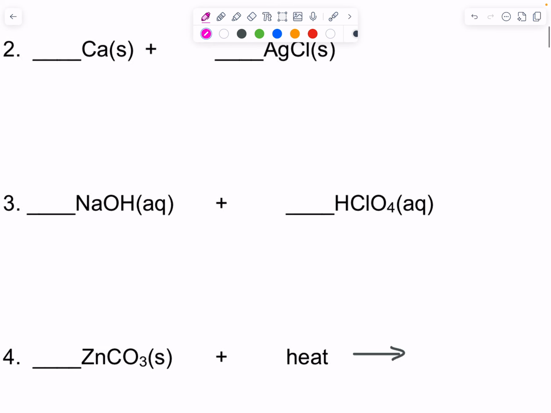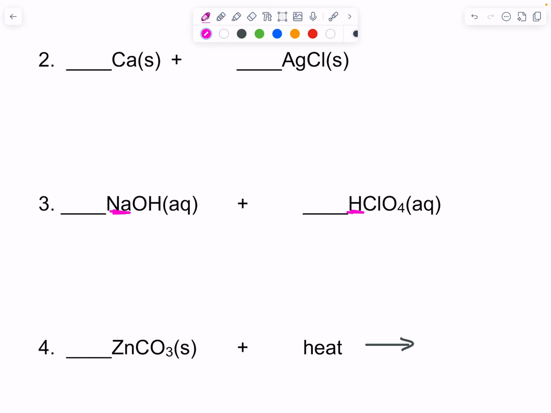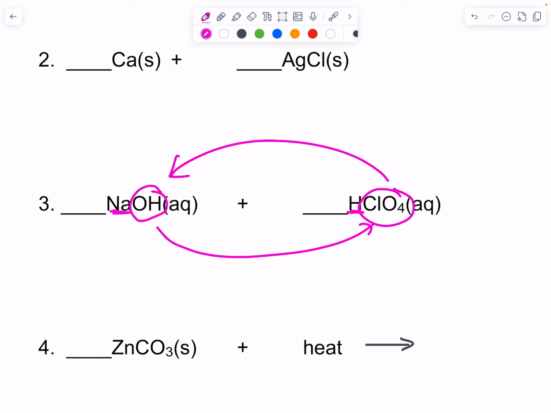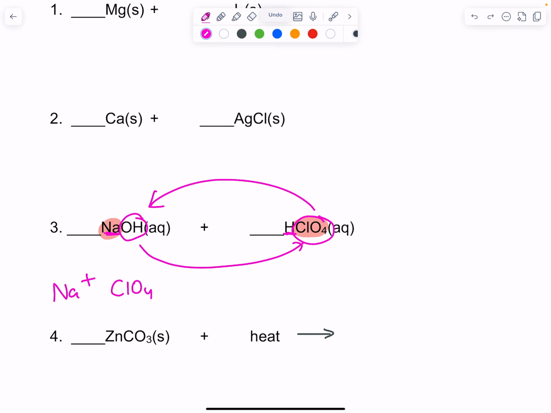Okay, I know that the cations stay the same. I'm switching the anions. They swap places. ClO4 is now with Na. Na has a plus charge according to the periodic table. ClO4 is perchlorate, a polyatomic with a -1 charge. When I cross them, I get NaClO4. Okay?